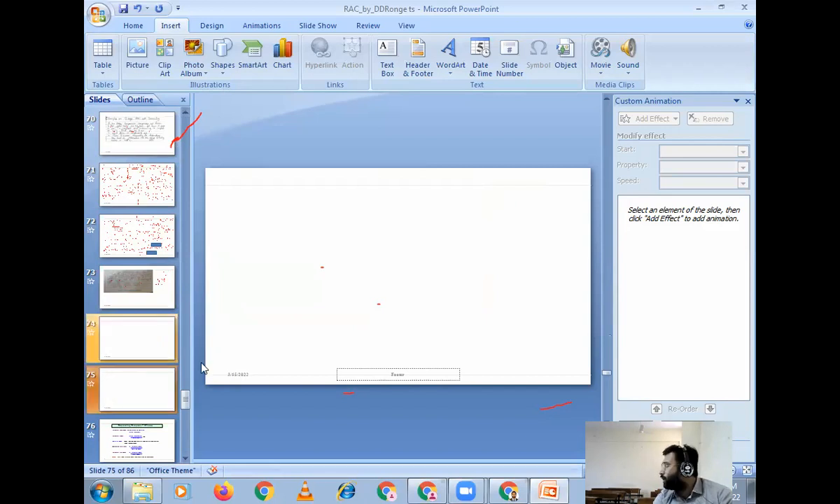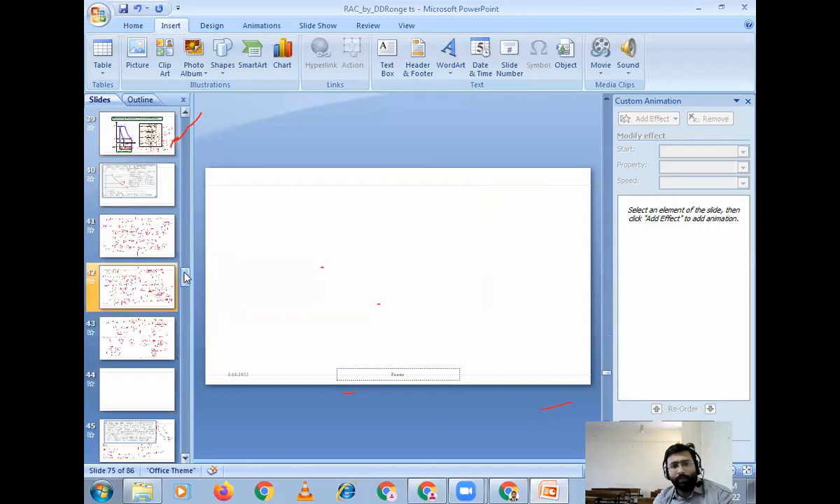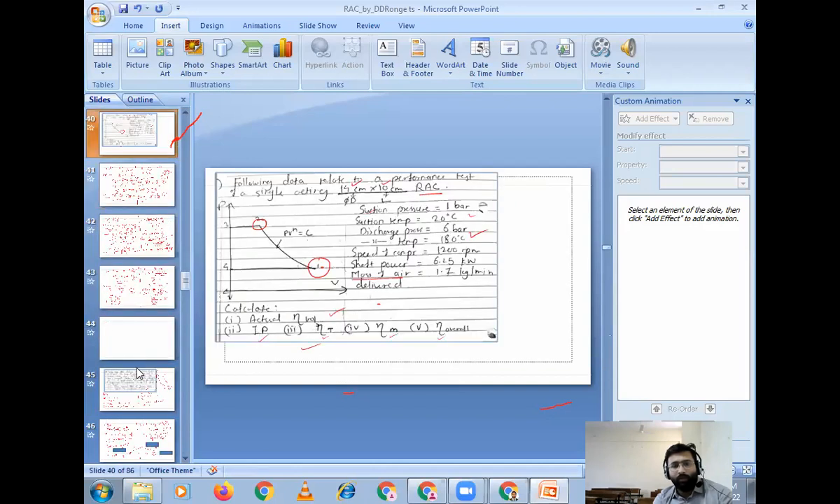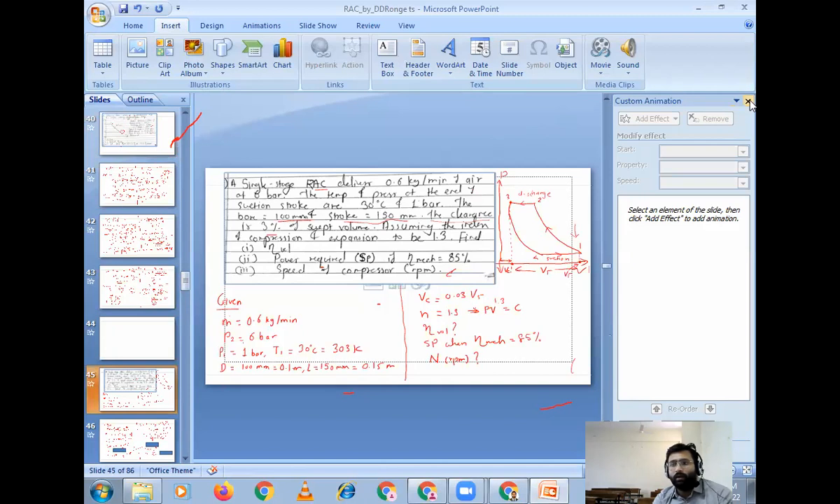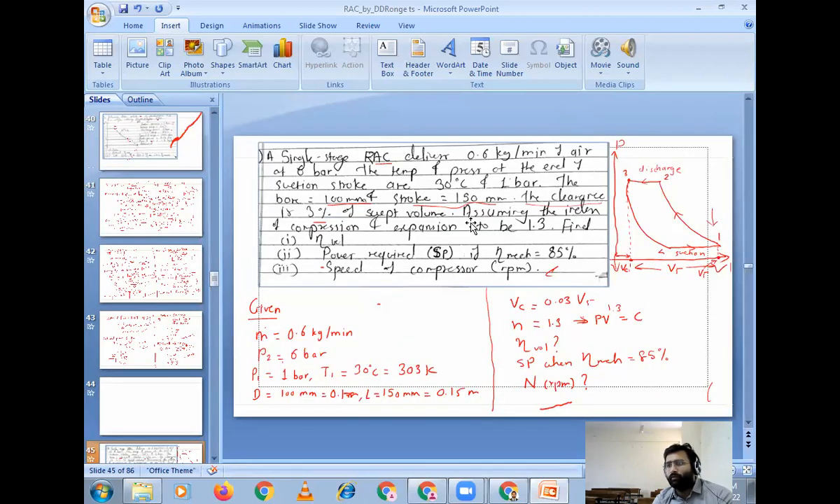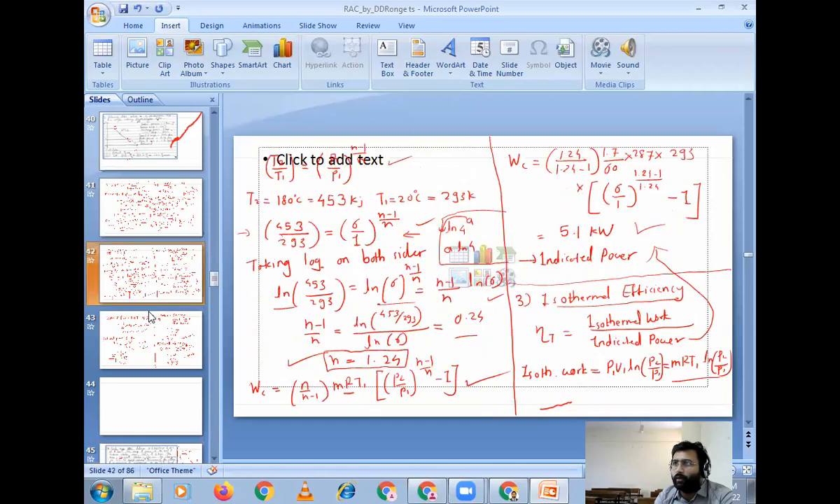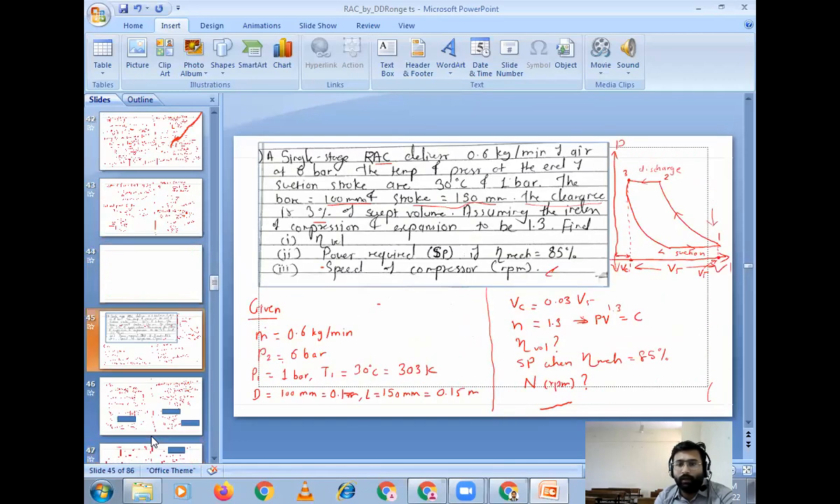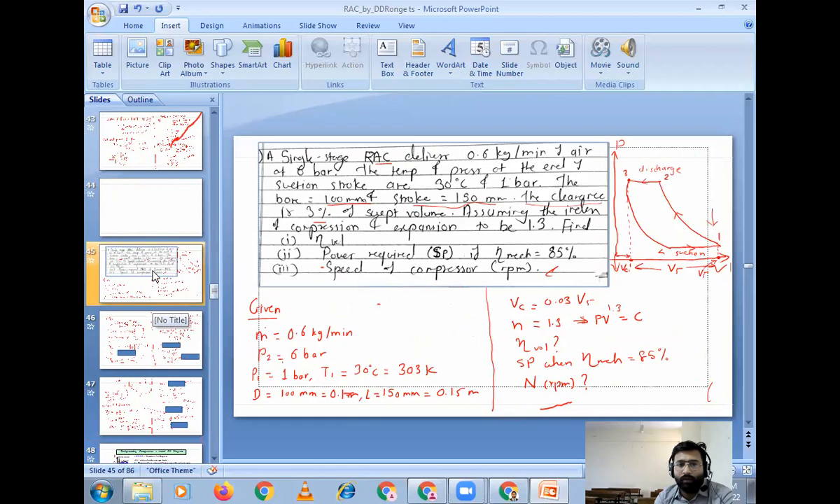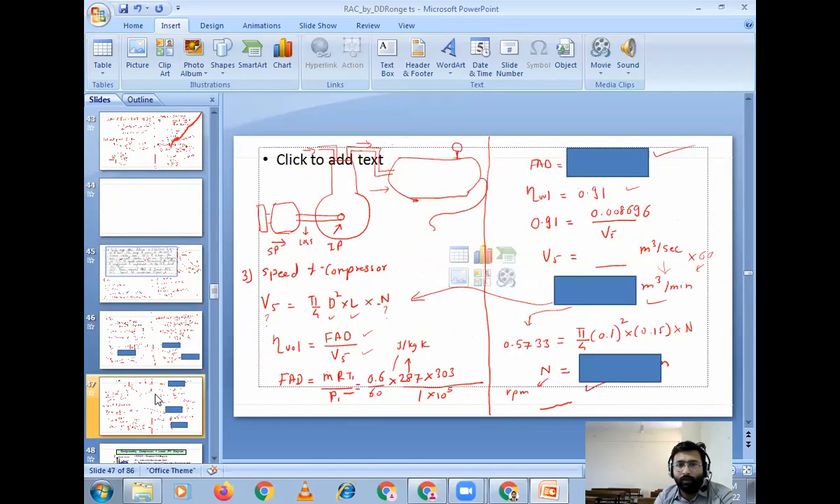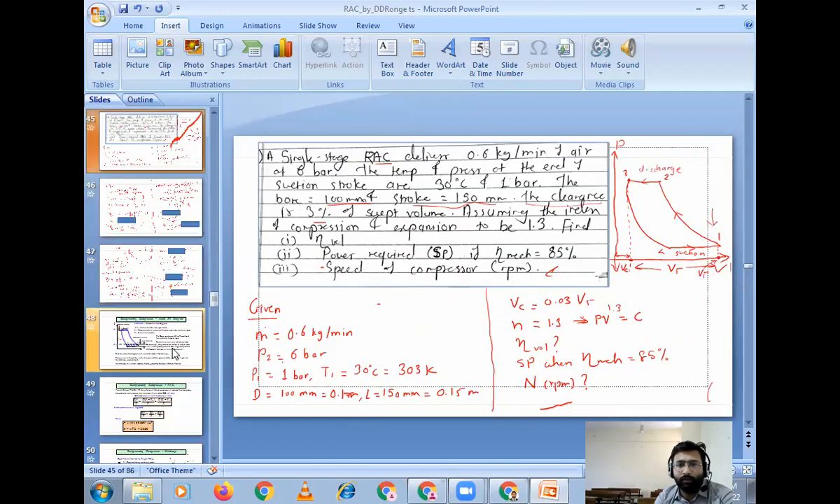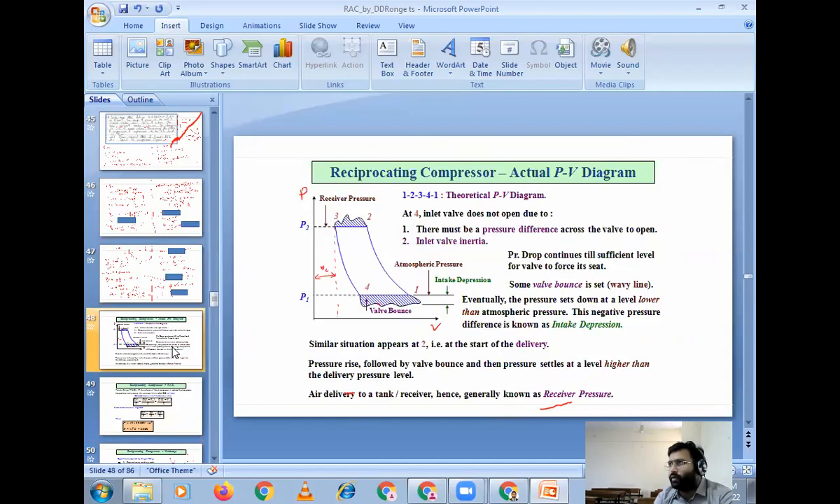So any doubt? We'll cover. I'll take the recap also. Don't worry. So in today's lecture, we started with the numerical of a single acting, single stage RAC, and we calculated isothermal efficiency, shaft power, and speed of compressor. Then we took the next numerical. Then we saw the actual PV diagram. So in actual, more work is required for the compression.